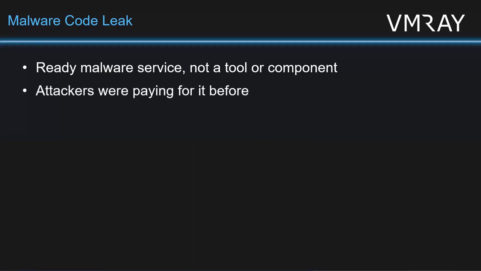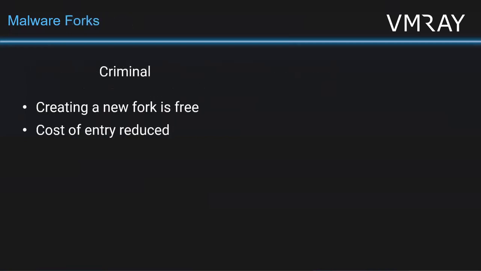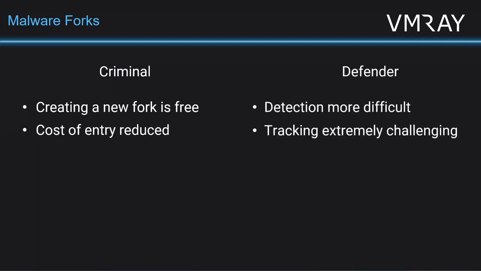Also, attackers were paying for this service before, so it's obviously valuable. It's not something that is available for free from open source. Also, the biggest problem probably is that a bunch of forks are created based on this open source code. For criminals, this means that creating a new malware service is basically free. As for the code, they just need the infrastructure. So the cost of entry to create a new malware service is dangerously reduced. And for defenders, it means that detection is somewhat more difficult, because the malware became more diverse.